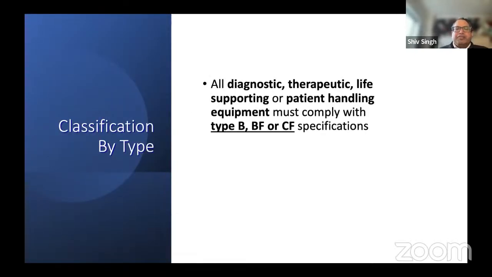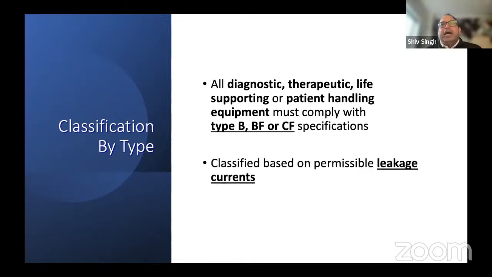Okay. The most important one is classification by type. And it is said that all diagnostic, therapeutic, life-supporting, or patient handling equipment must comply with this class, that they should be type B, BF, or CF. Okay. And what is this classification based on? This classification is based on permissible leakage current. So that comes to a question, what is a leakage current?